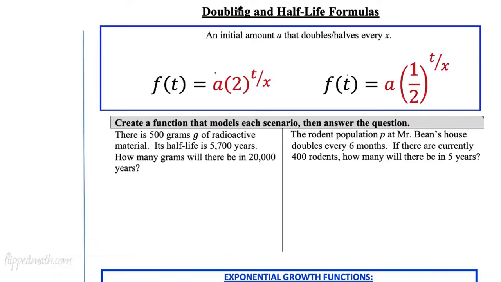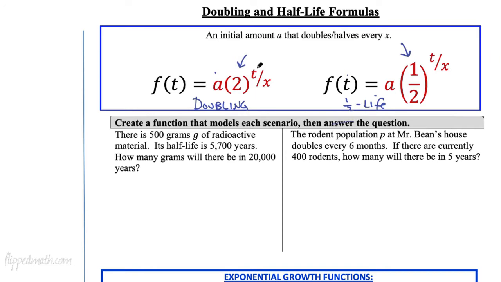One of the most useful applications of exponential equations are doubling and half-life formulas. So go ahead and pause the video and write these down. We have the doubling formula here on the left, and the half-life. And you can tell the difference based on the growth or decay factor. So where there's a 2, obviously that's the doubling. And if it's a half, it's a half-life.